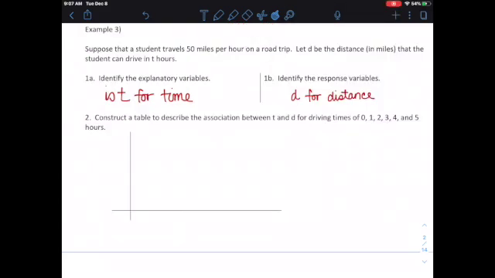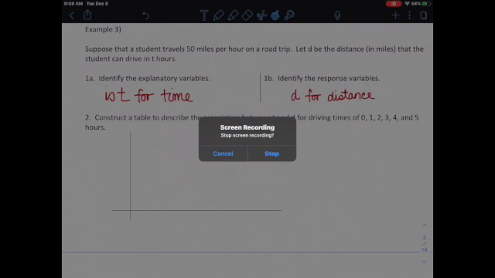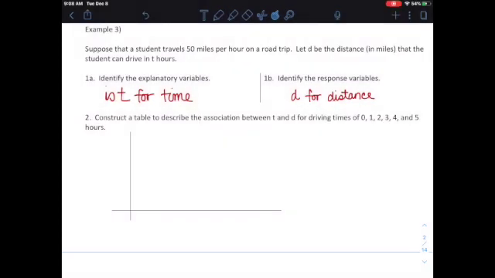For number 2, construct a table to describe the association between T and D for driving times of 0, 1, 2, 3, 4, 5 hours. You should be able to come up with the calculation because every hour is 50 miles. Pause the video, set up the table, and construct the table.